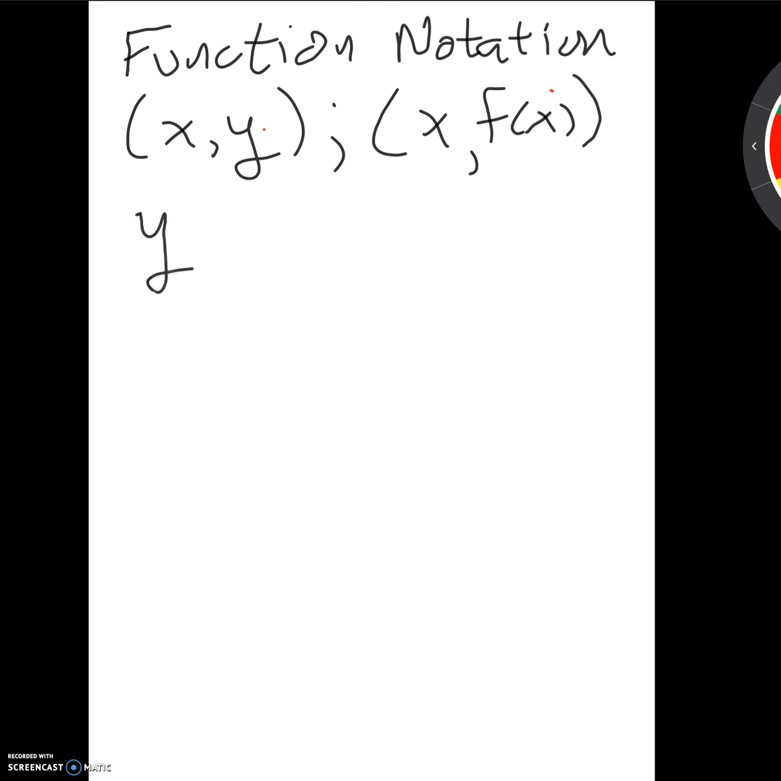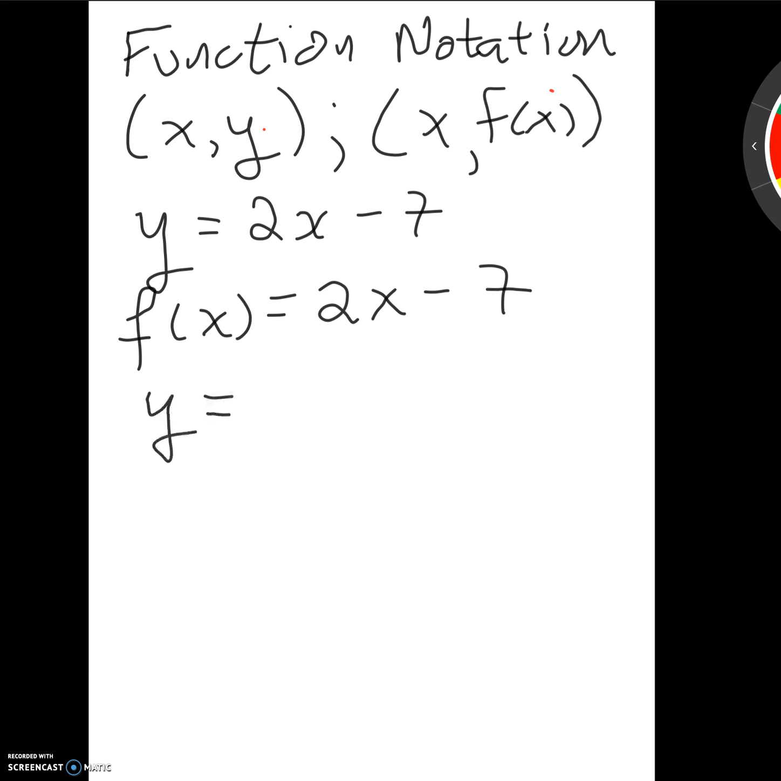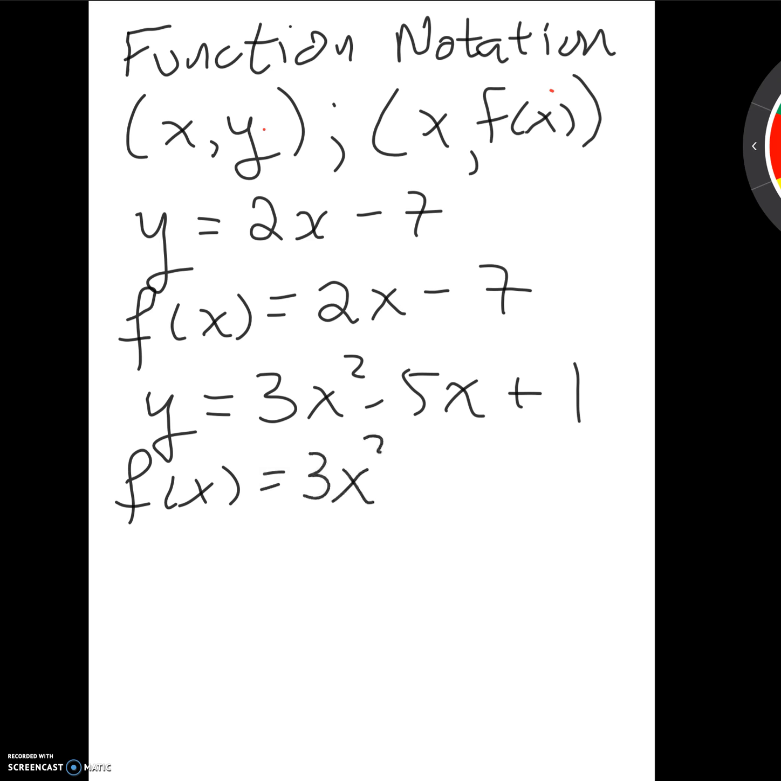For example, if we have the function y is equal to 2x minus 7, if I wanted to write that in function notation, I would call that f of x is equal to 2x minus 7. Or if I saw something in the form y is equal to 3x squared minus 5x plus 1, in function notation, I would just call that f of x equals 3x squared minus 5x plus 1.